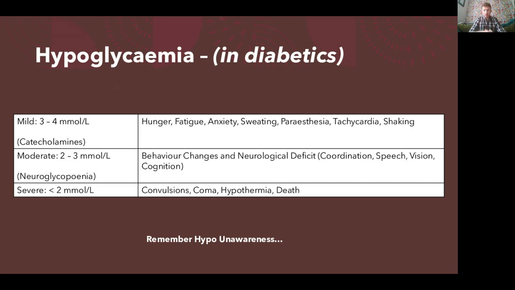Now, in people with chronic diabetes who may well have multiple hypoglycemic events, that catecholamine, that sympathetic activation, may become blunted. And so they may not get that sympathetic fight or flight style response every single time they drop below 4. And that is called hypoawareness. That means that people might not notice they're hypoglycemic until they start hitting the 2 or less mark. That's how that occurs. So how do we treat it?